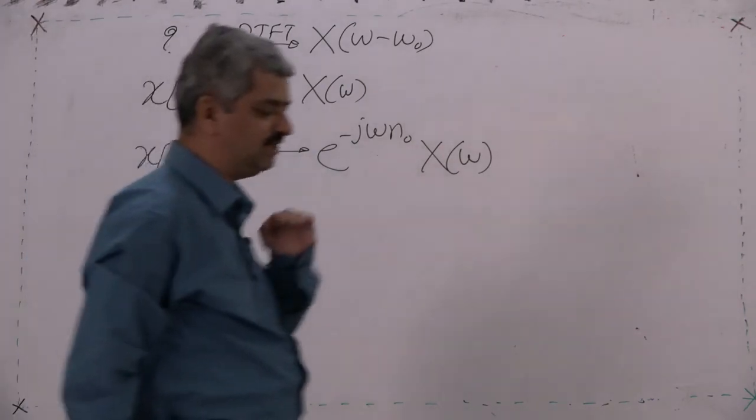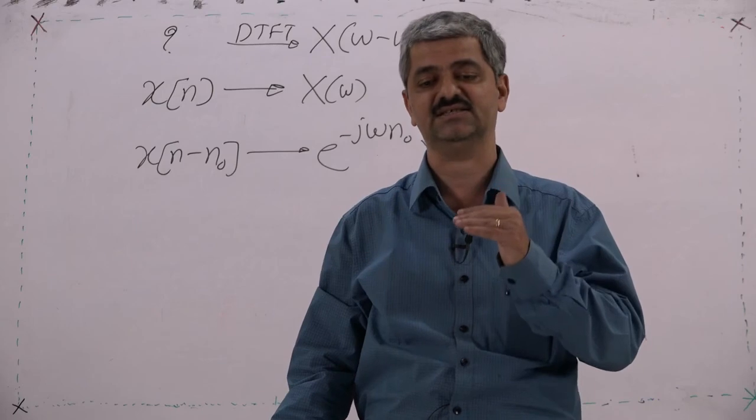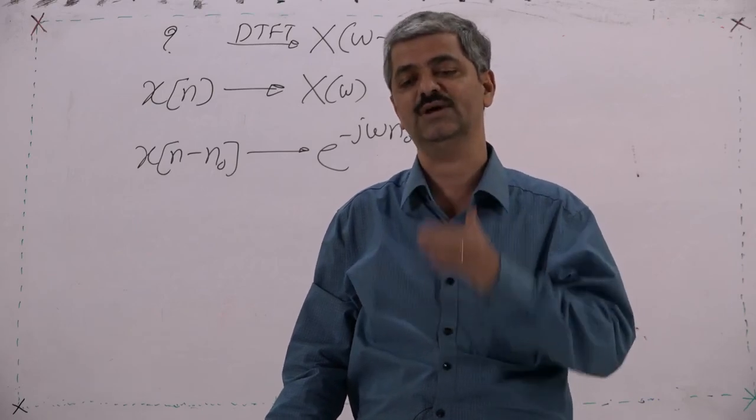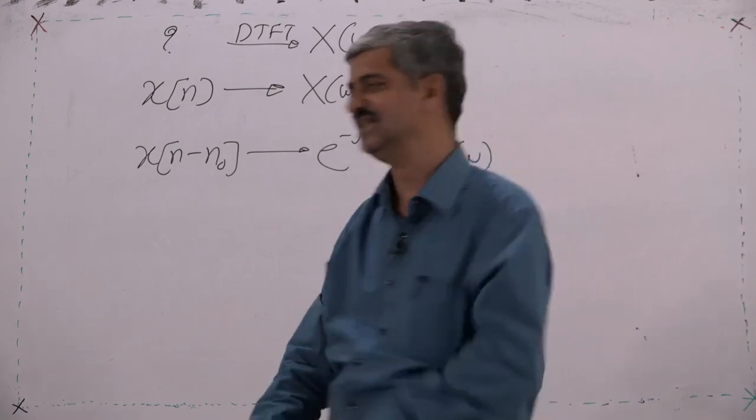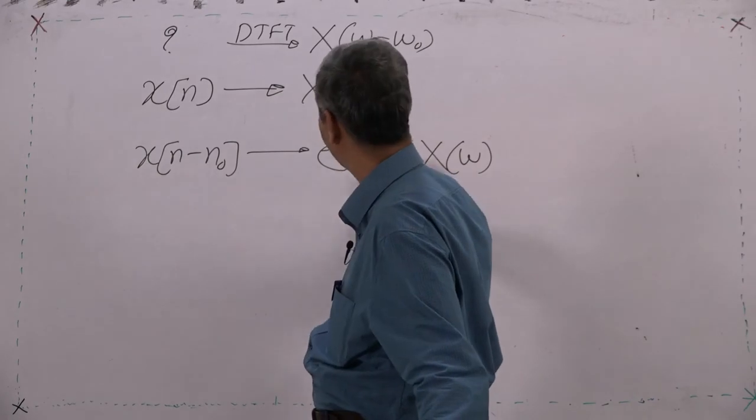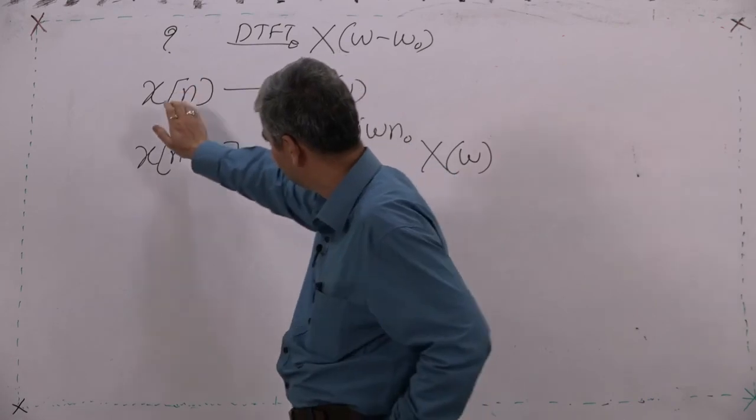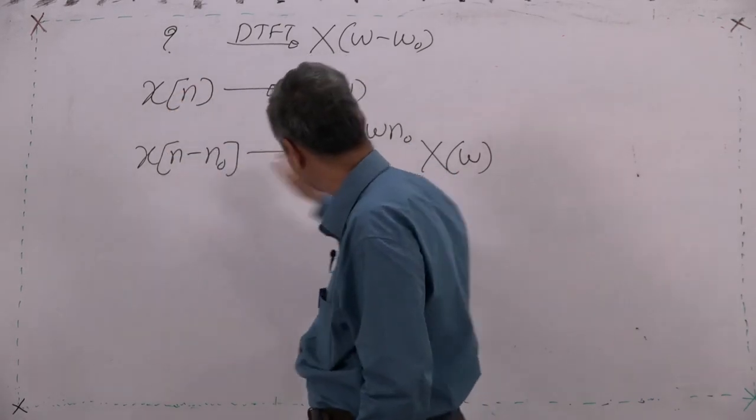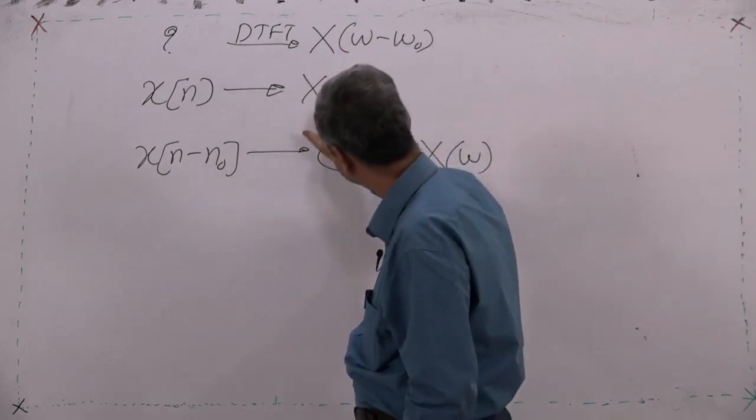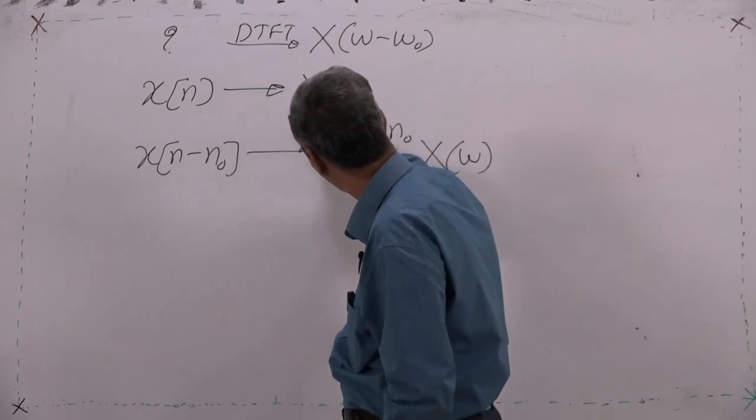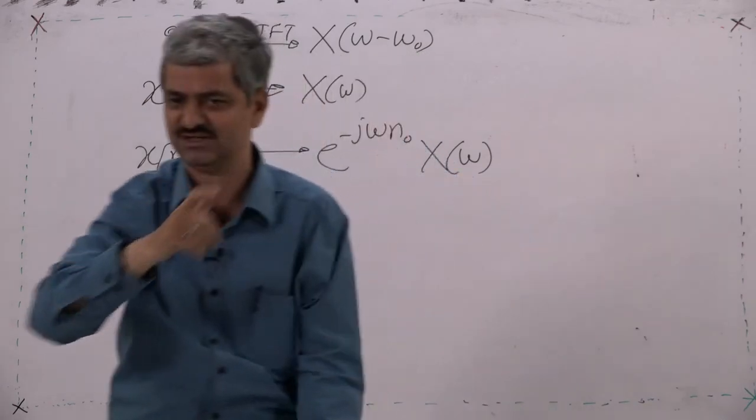x of n gets transformed into X omega. Suppose I shift x of n by n naught. So x of n minus n naught, a sequence generated by shifting the original sequence, gets transformed into the original DTFT multiplied by e raised to minus j omega n naught. Similarly, if I shift the transform, this is the DTFT of what? It is a very reverse question, asked in the reverse way.